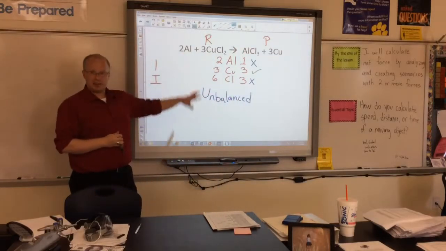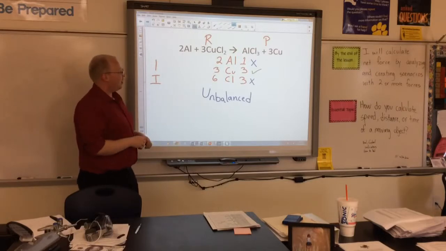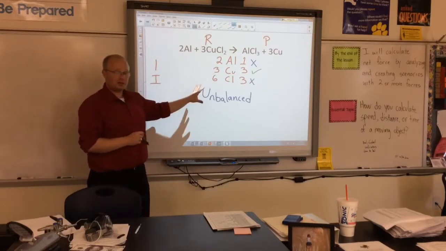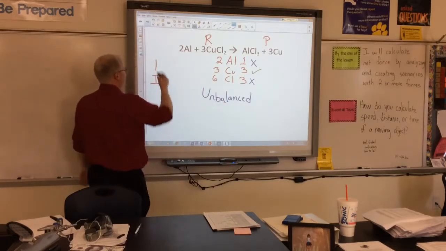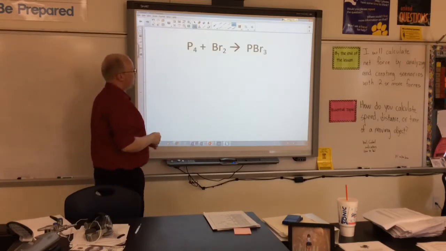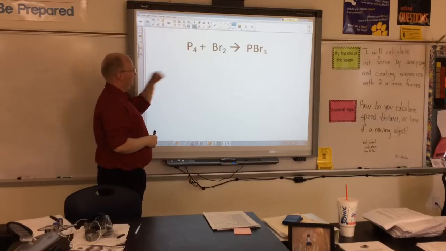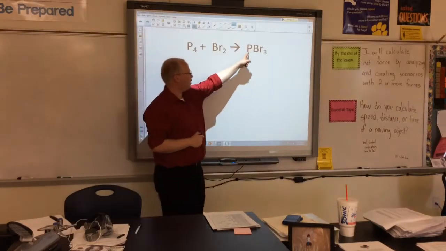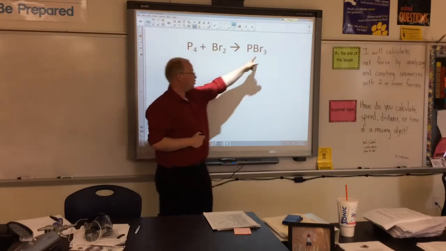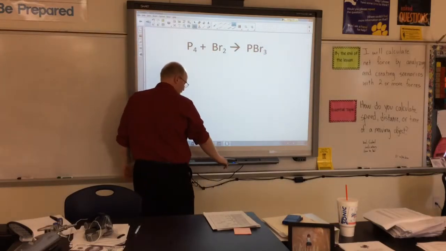Okay, easy peasy, right? Now, we've been able to recognize balanced and unbalanced. Let's take the next step and try to learn how to balance them. Okay, so this is an unbalanced equation. Short version on why: I've got 4 P's and 1 P, 2 Brs and 3 Brs, so I'm going to try to get those to balance out.